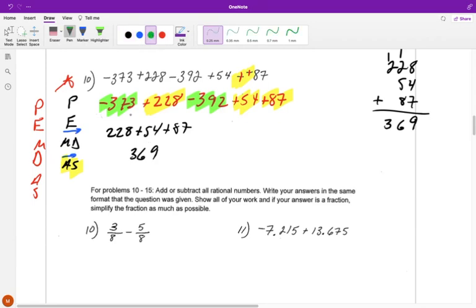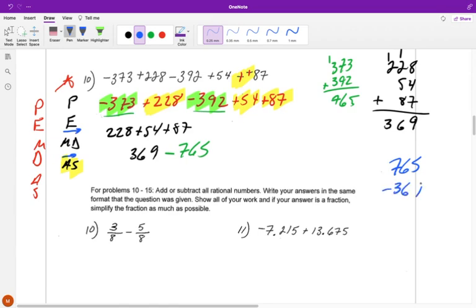And now I'm going to go ahead and combine my two negatives. And we know when we're adding numbers of the same sign, we just add them. So 373 plus 392. This will give me 5. This will then give me 16. This will then give me 7. So we know when we combine those, and since they're negative to begin with, it's negative 765. So the first thing I did is just combine all of my like signs just to get them into two numbers. And now I know that they're different, so I'm going to go ahead and do my 765 minus 369.